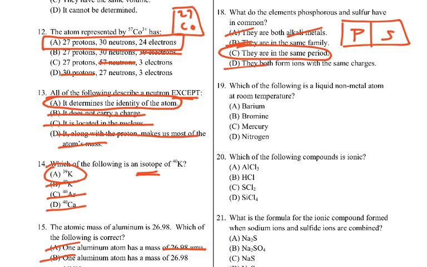19. Which of the following is a liquid non-metal? Well, liquid could be mercury, but that's a metal, so that's not the answer. Barium would be a solid, nitrogen would be a gas. Bromine, mercury and bromine are the two liquids. Which of the following is ionic? Ionic, so we need a metal and a non-metal, like answer A, aluminum chloride. B is an acid, and these are non-metal compounds.